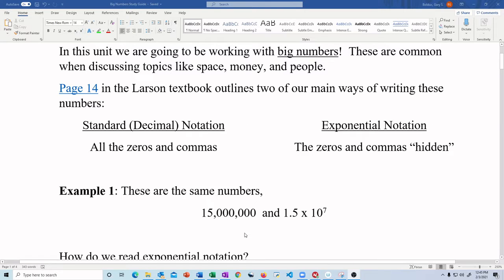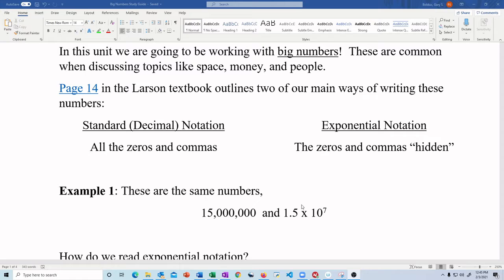Example 1 here says these are the same numbers. So what number do we have here? There's 1, 2, 3, 4, 5, 6. That means this is 15 million. And I claim that 1.5 times 10 to the 7th, that's also 15 million. So if you go take this and put it into your calculator, you'll see this number. And vice versa, if you get a big enough number and try to type it like this, your calculator may automatically convert into a formula like this.